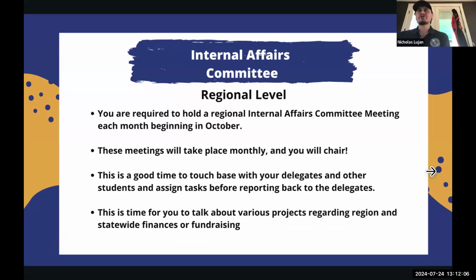In your internal affairs committee, you're going to hold one of these once a month starting in October, and you will be the chair of these meetings. So once again, really important to keep an eye on your RAD, learn how to chair a meeting. It's just going to make everything easier for you in the future. And these are also a good time to touch base with delegates and students to assign tasks before reporting back to the delegates. And this is time for you to talk about various projects regarding your region and statewide finance and fundraising.